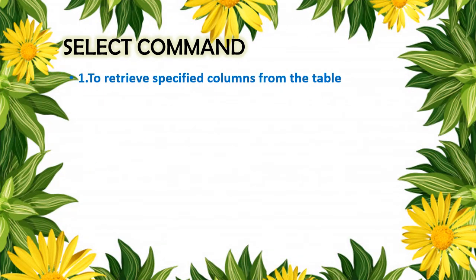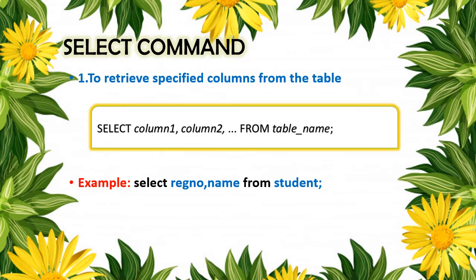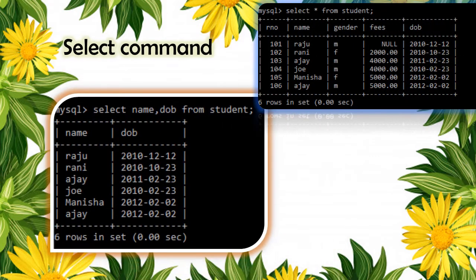The first select command is to retrieve specified columns from the table, meaning we can mention the column names using this format: select column 1, column 2 from table name. Example: select register number, name from students. So two columns are selected from the student table. See here, name and date of birth are retrieved from the table.